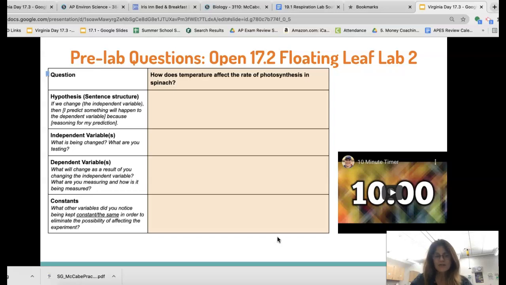I am now going to set the timer for 10 minutes so that you can write a hypothesis, identify the independent variable in today's experiment, identify the dependent variable in today's experiment, and list 2 to 4 constant variables that you need to be aware of, and make sure they are the same in beaker A and beaker B in order for your data to be valid.